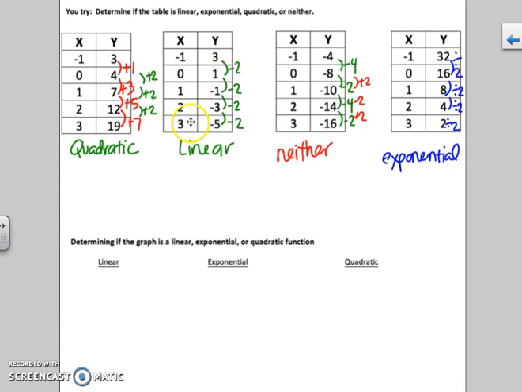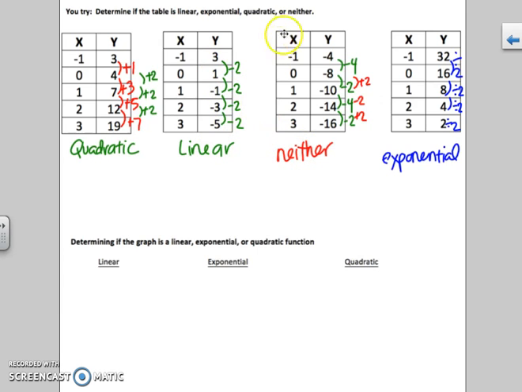For this first table, I got it was quadratic. I saw they were adding 1, adding 3, adding 5, adding 7, and then I saw that those weren't common, but I did see that if I added the second difference, they were adding 2 each time. So that is a quadratic function. In the middle, they were subtracting 2 every single time, so that was linear.